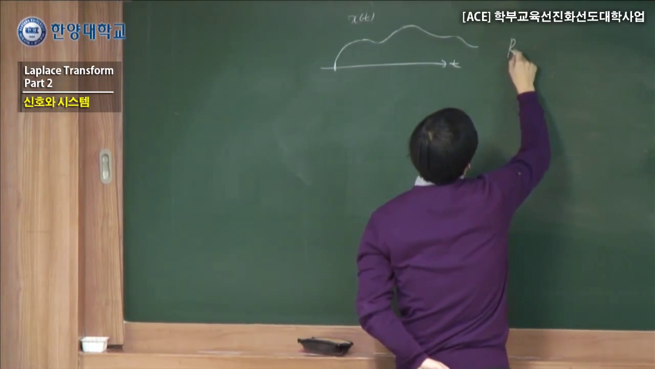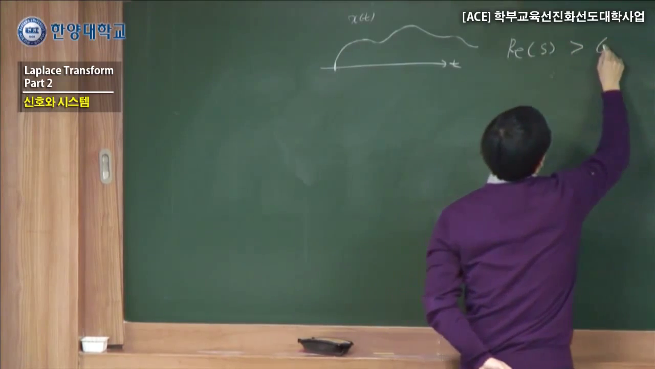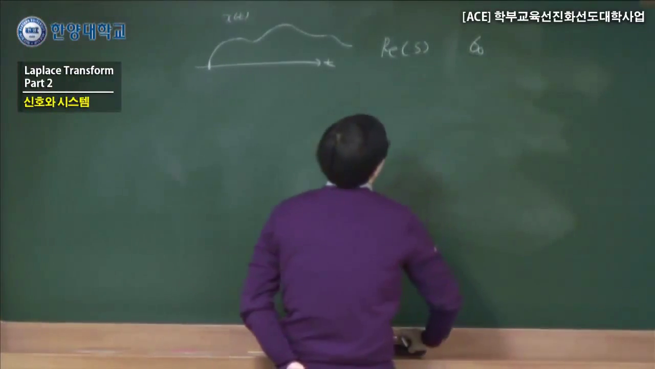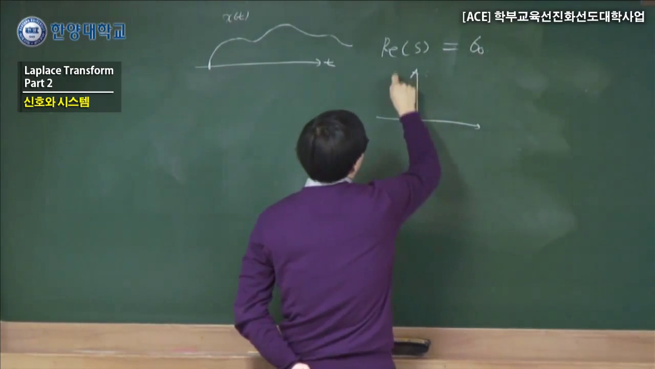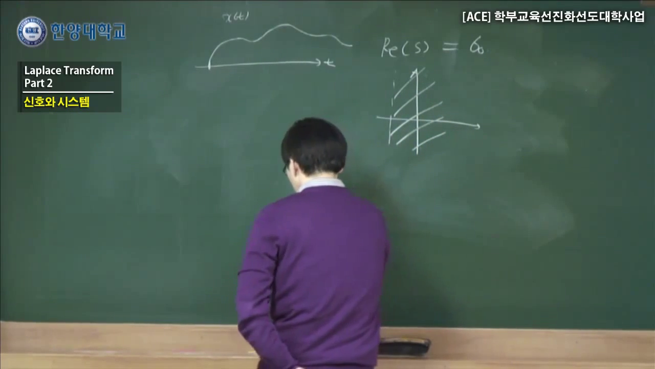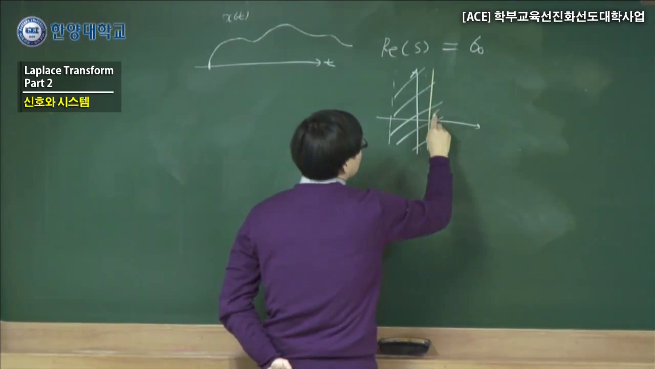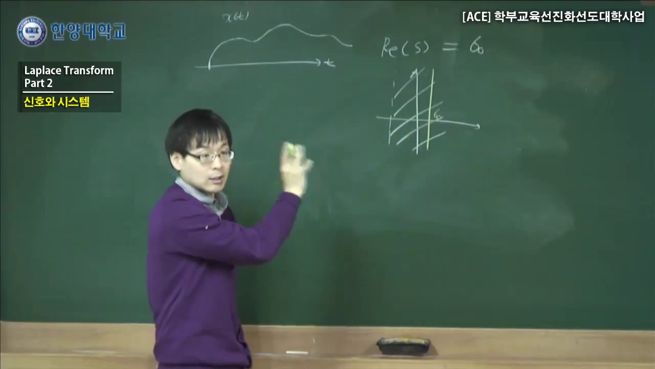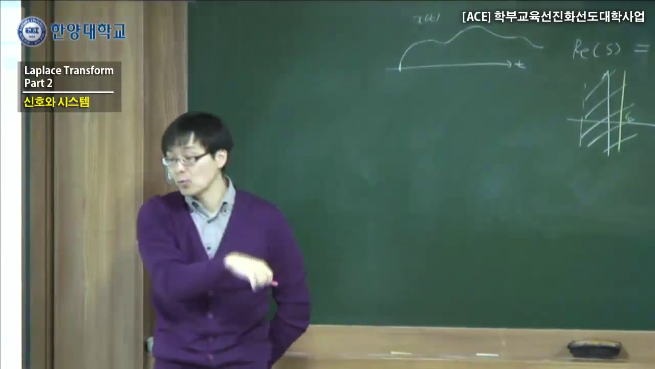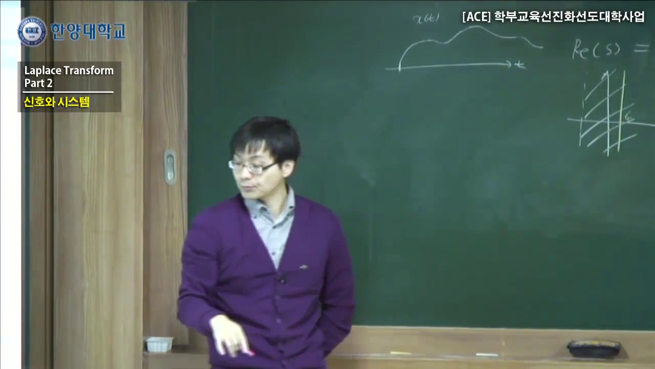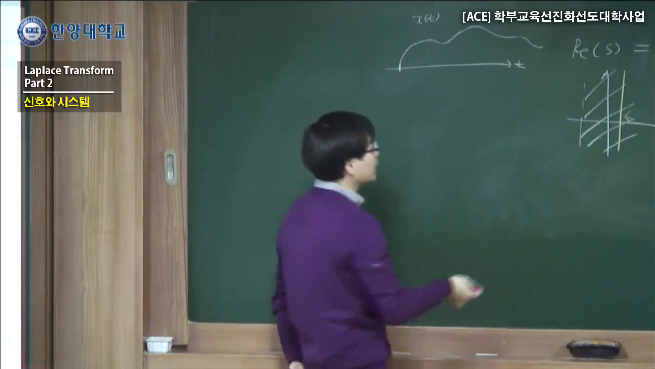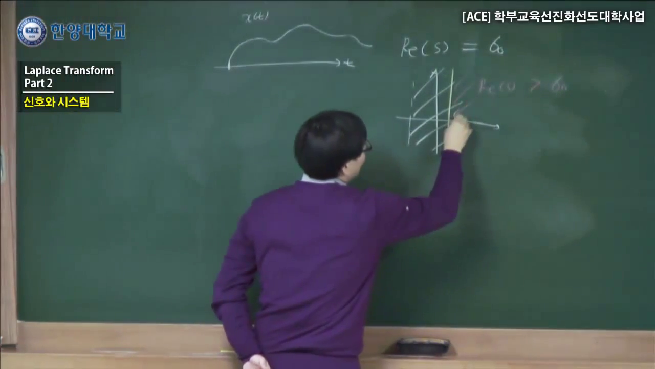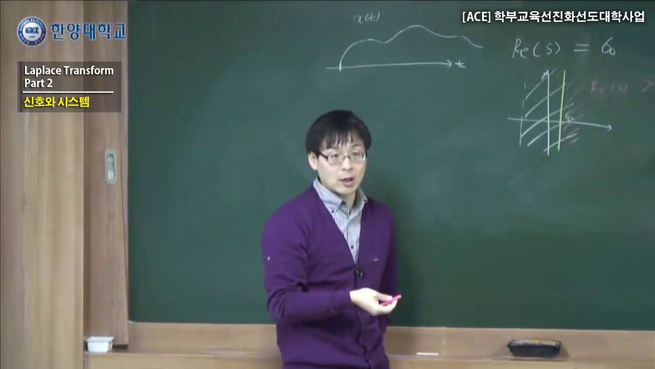And say the region of convergence, we already know it. The region of convergence is larger than delta zero. Is it right? I'm sorry. So there is some region of convergence. They say this is our region of convergence. And this line, delta zero, happens to be here, and this line is included inside the region of convergence. That's the assumption we have now. The result, what we claim here, is that all values of s making the real part of s larger than delta zero, which is any value of s over this red area, also converge.